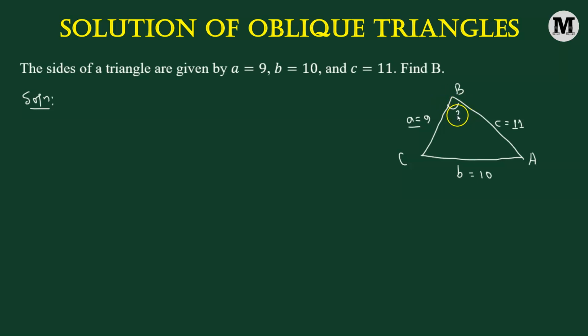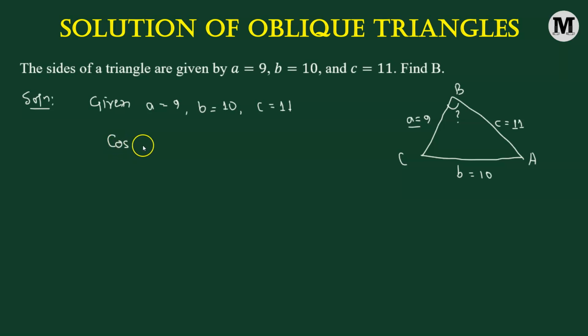Our goal will be to determine the angle measure of B. Okay, and that's a very simple task. So let's note down whatever we have been provided here. So here we have A equals 9, B equals 10, and C equals 11. Okay, all we have to do is use the formula.